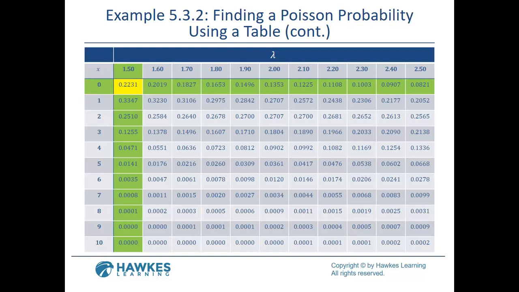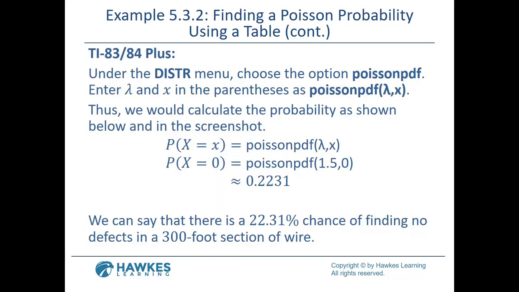Now, not too bad, but again, you have to make sure that you're looking at the right table, so make sure that you're looking at the Poisson table. For the calculator, the method is still going to be the same as what we were doing earlier. We are going to hit that distribution, type in 1.5 for our lambda and 0 for our x value, and you're going to get 0.2231. So we can say there's about a 22.31% chance of finding no defects in that 300-foot section of wire.